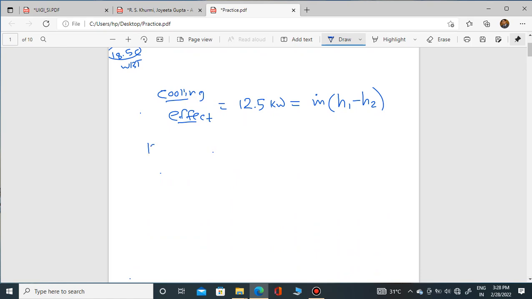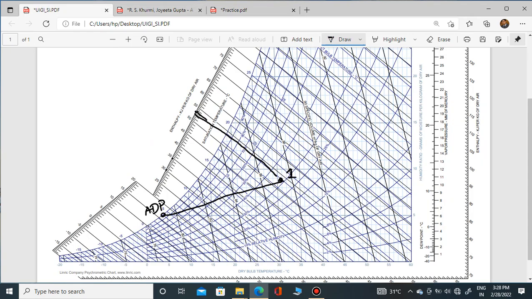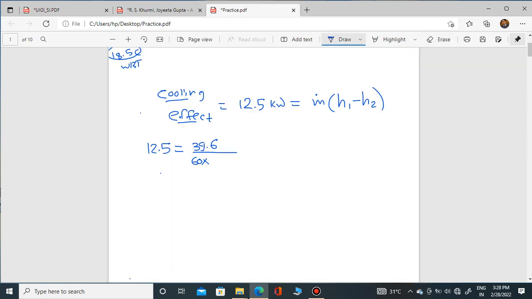So let us write that down here. 12.5 is equal to mass flow rate. Now the flow rate is given as 39.6. To convert it into kg per second, here we will have to divide it by 60, and multiply it with the specific volume at point 1. So what is the specific volume? Here you can see it is 0.88 here, and 0.86 here. So obviously the specific volume at point 1 is 0.87. Clear? So we will write down 0.87 here.